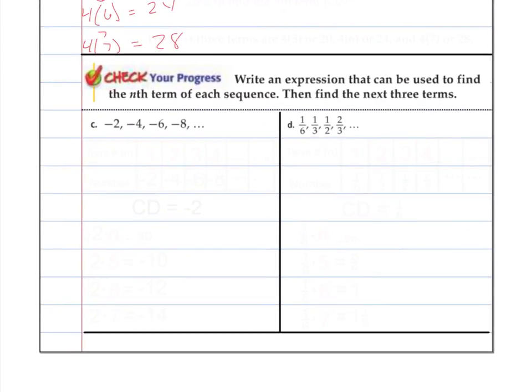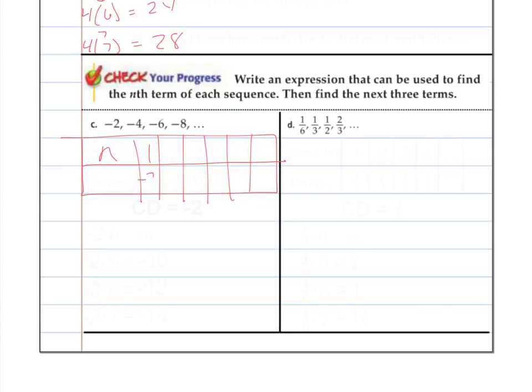So why don't you try these ones, or maybe try one and then the other and see how it goes. Remember, making a table is going to be helpful there. So just to kind of organize it, or maybe not for you, but it will be later when more is added to it. So I see my term n. My first number is negative 2. My second number is negative 4. My third is negative 6. My fourth is negative 8. And we're wondering what the 5th term, the 6th term, and so on will be.